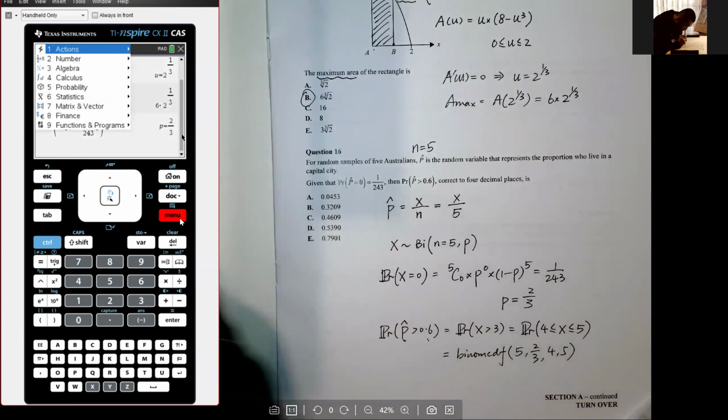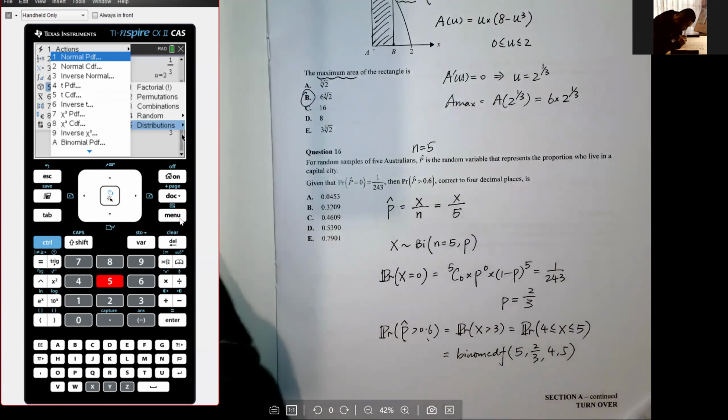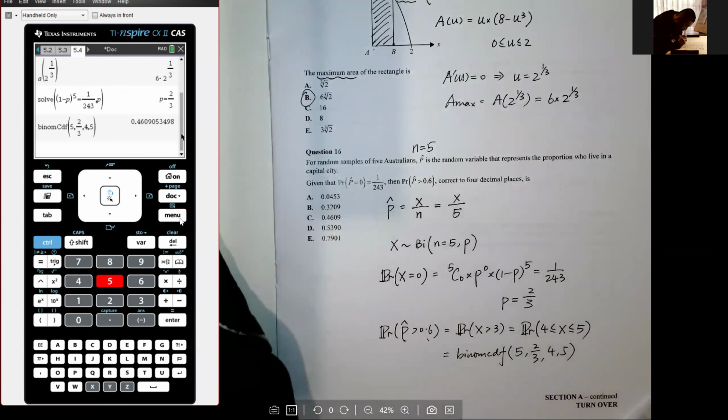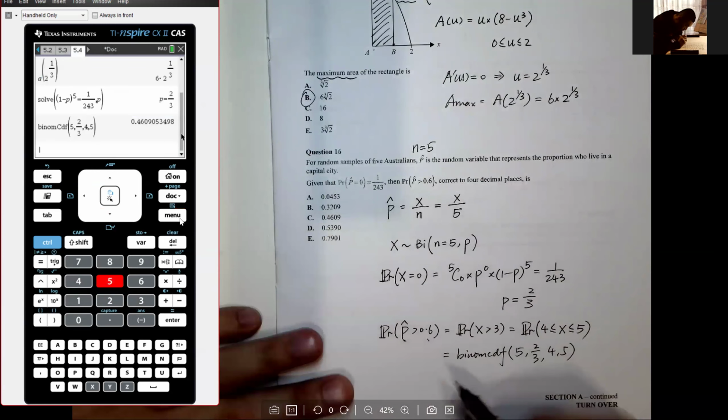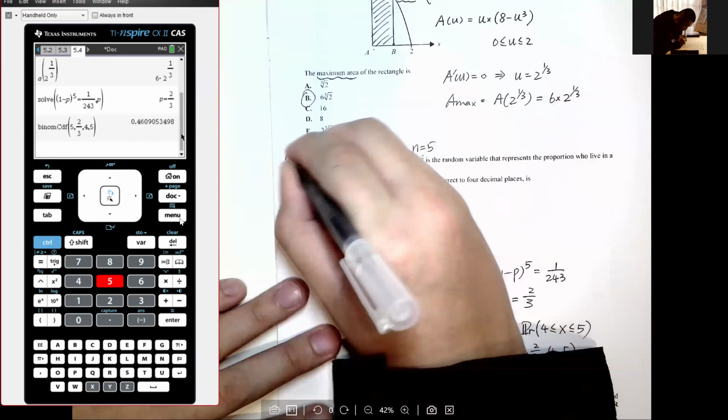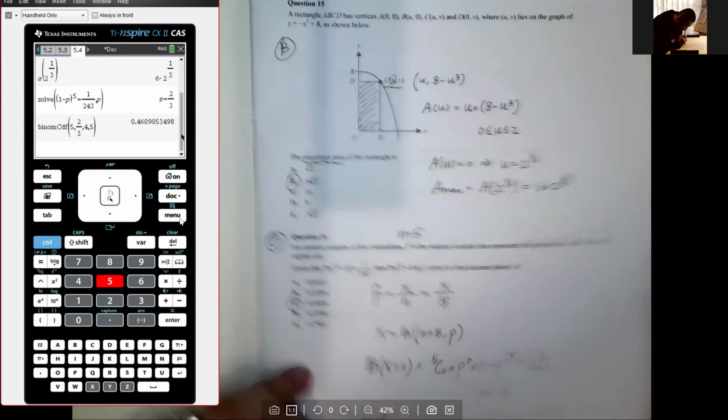Okay, something along this line. So then menu, 5, 5, binomial CDF. Number of trials is 5, p is 2/3, lower bound of 4, upper bound of 5. So the answer is 0.4609, and so on, and it's option C. Problem solved. 4 more questions to go. Let's have a look.